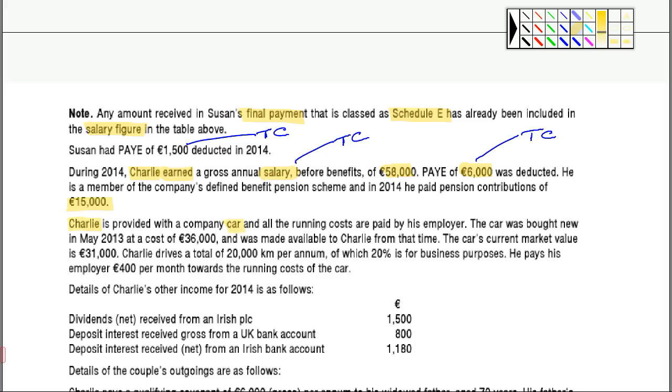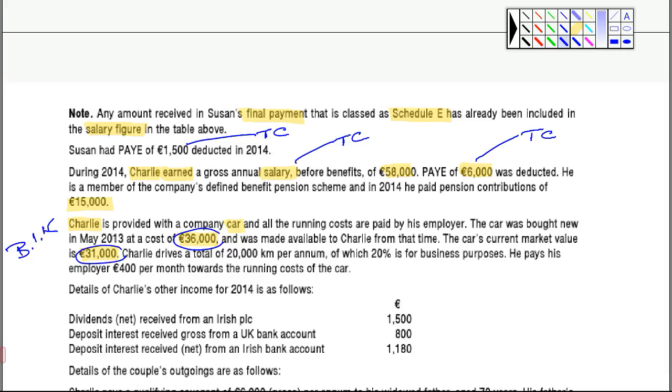Okay, the car was bought new at a cost of 36, but they also give us some details in relation to a market value. They often do that with what we call car BIKs. This is clearly a benefit in kind. They'll give you two different values.